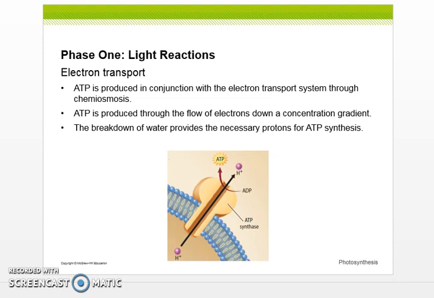ATP is produced in conjunction with the electron transport system through chemiosmosis. ATP is produced through the flow of electrons down a concentration gradient. The breakdown of water provides the necessary protons for ATP synthesis.